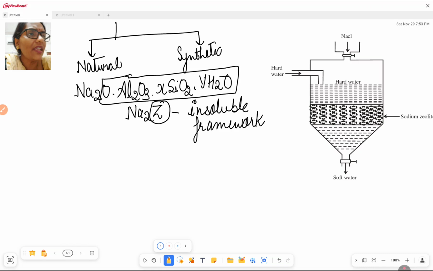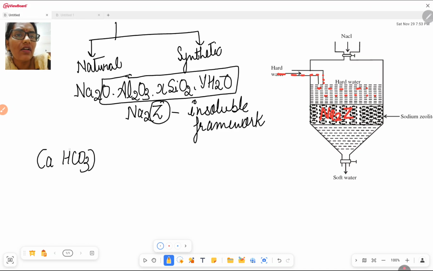So what is this theory? See, the hard water enters from this side, and this is the hard water, and here we are taking Na2Z. This instrument is also pressure type and also gravity type.